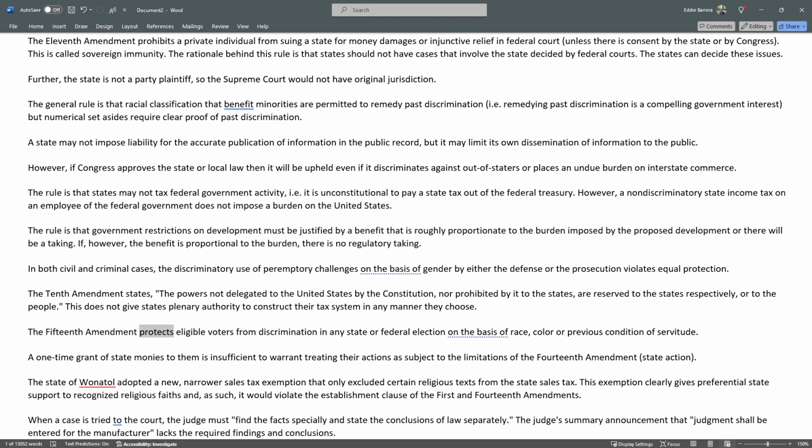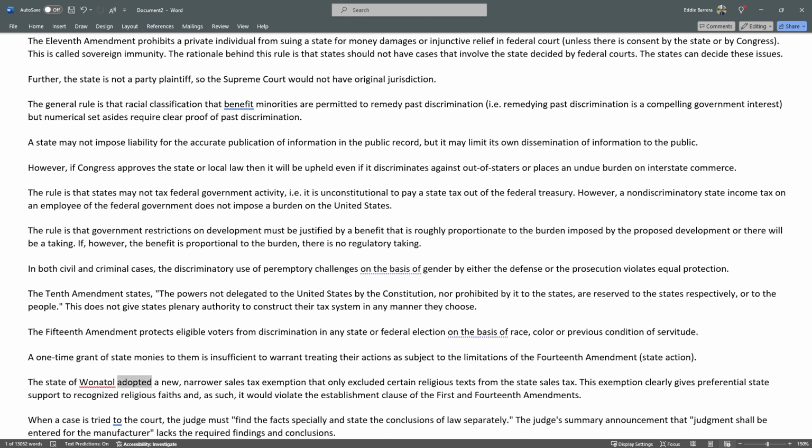The 15th Amendment protects eligible voters from discrimination in any state or federal election on the basis of race, color, or previous condition of servitude. A one-time grant of state monies to them is insufficient to warrant treating their actions as subject to the limitations of the 14th Amendment, state action.